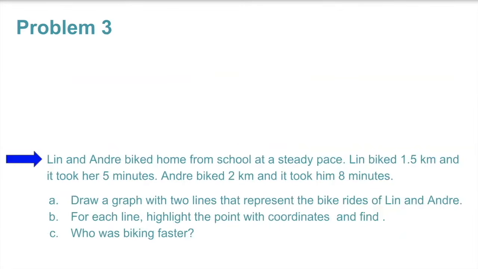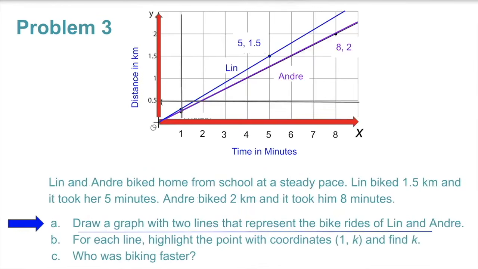Number 3. Lynn and Andre biked home from school at a steady pace. Lynn biked 1 5/10 kilometers and it took her 5 minutes. Andre biked 2 kilometers and it took him 8 minutes. A. Draw a graph with 2 lines that represent the bike rides of Lynn and Andre. The x-axis represents time in minutes and the y-axis represents distance in kilometers.